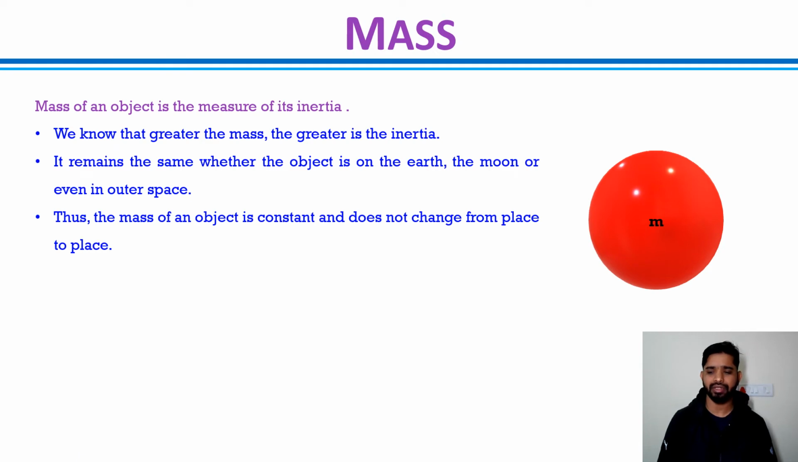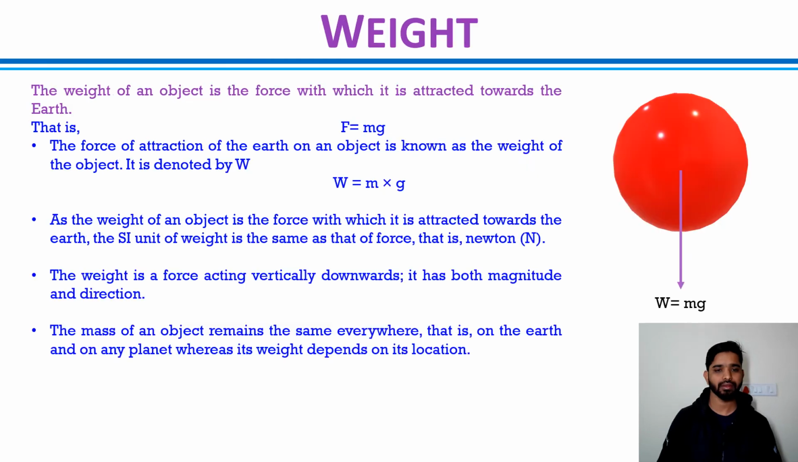Mass is an intrinsic property which is the measure of inertia. A larger object having larger mass is going to provide greater inertia, and a smaller object which has a smaller mass is going to provide smaller inertia. And mass, because it is an intrinsic property, is going to be the same everywhere, whether we measure it on earth, on the moon, or anywhere in outer space. While the weight of an object is the force by which a planet attracts it towards its center.